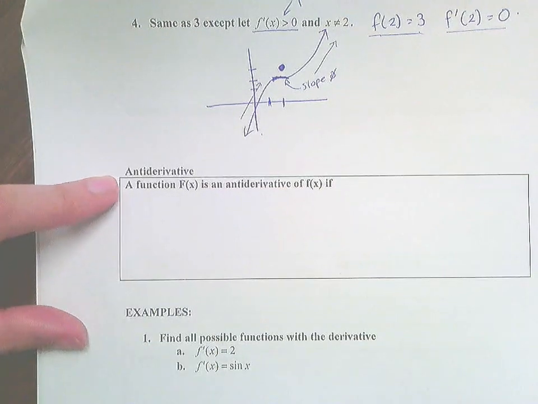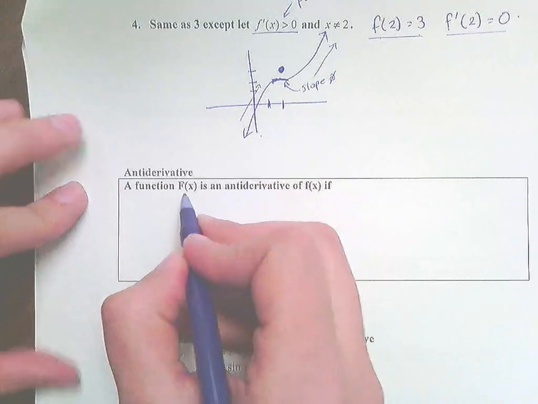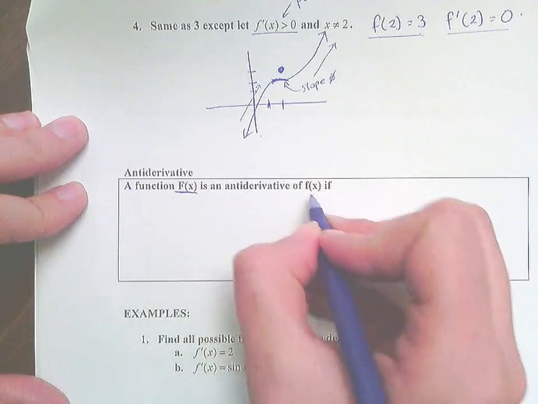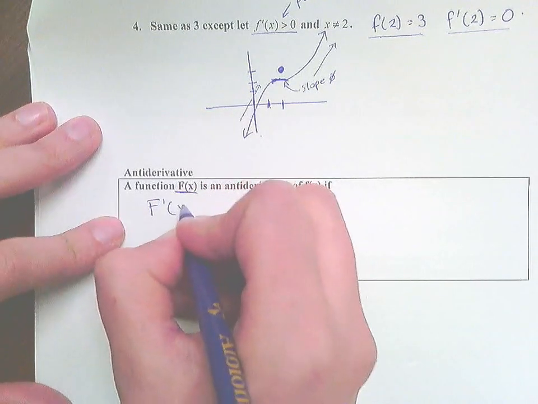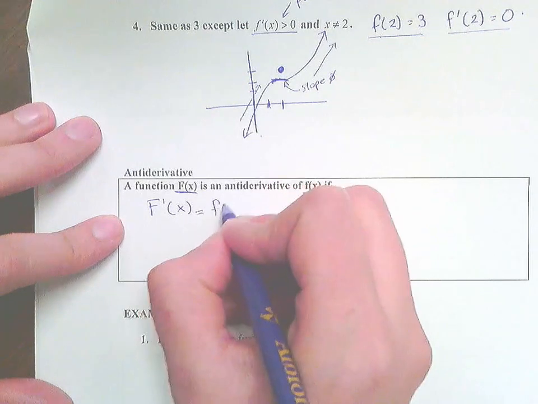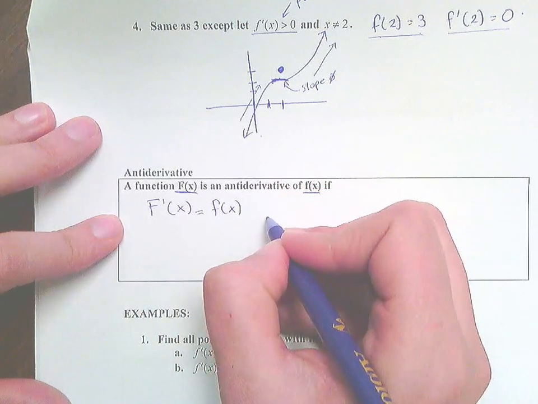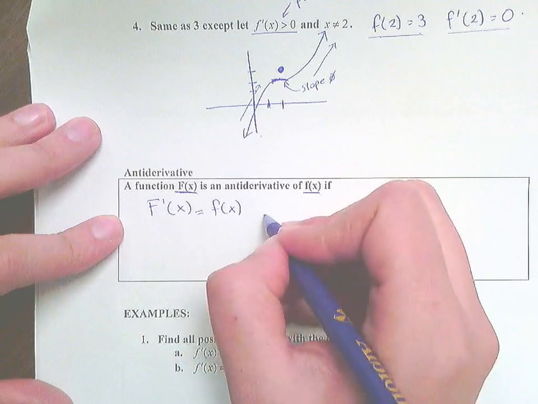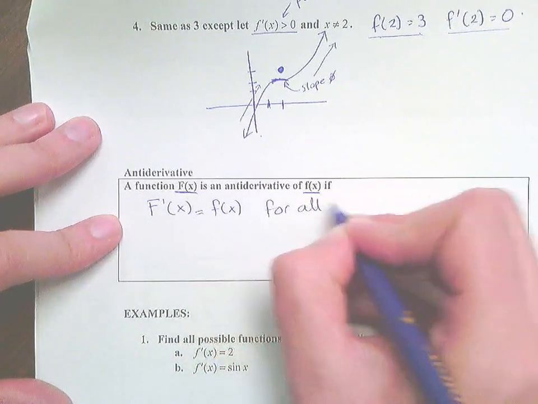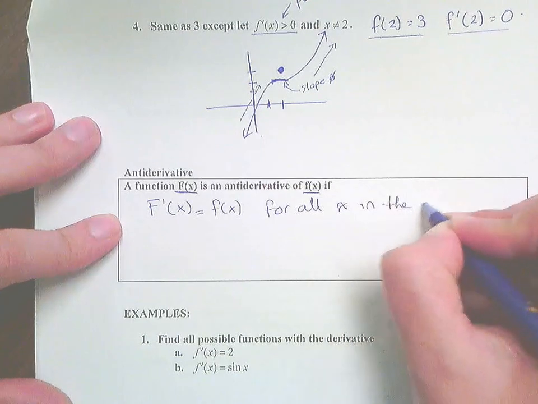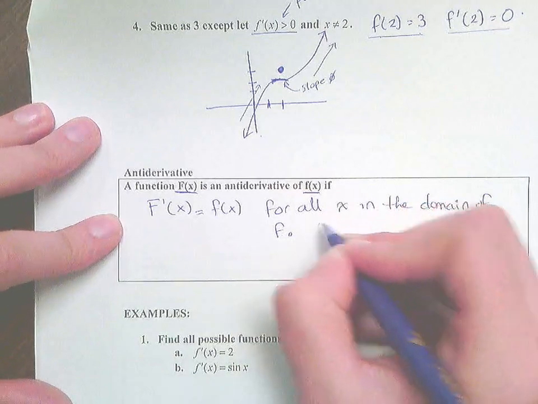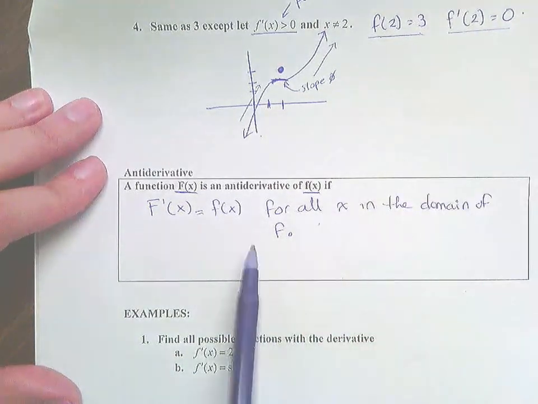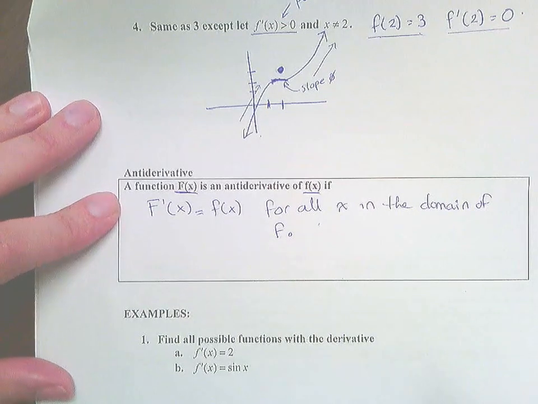Antiderivatives is exactly what it says. It's basically going backwards. All right. A function, big F of x, is an antiderivative of little f of x if the derivative of big F is equal to the function of little f. Okay? And this happens for all x in the domain of f. The process of antiderivatives is also called antidifferentiation.